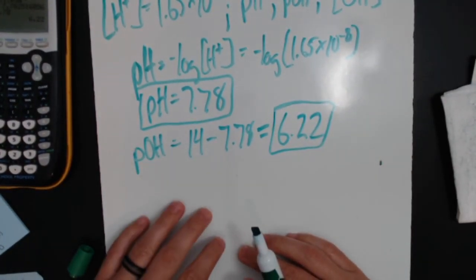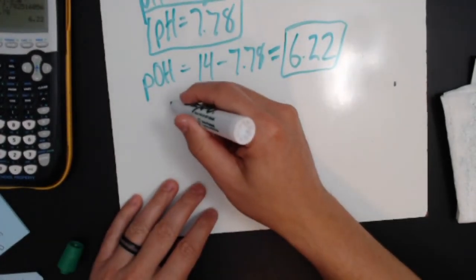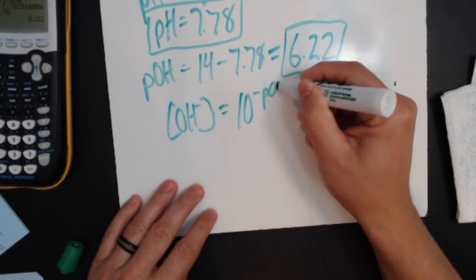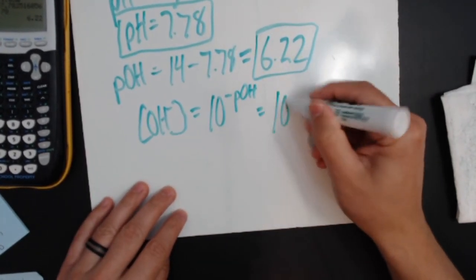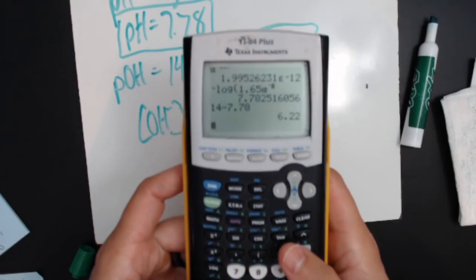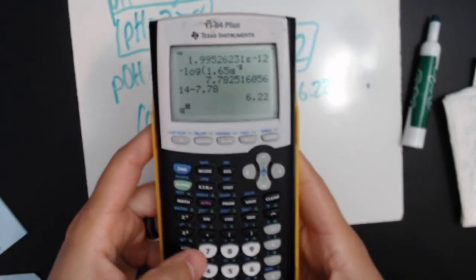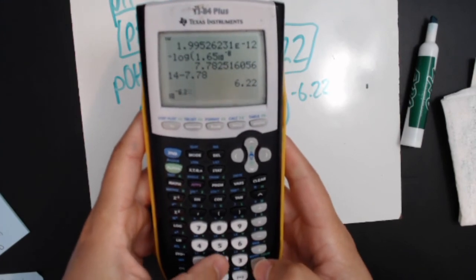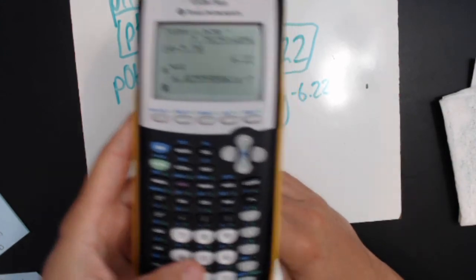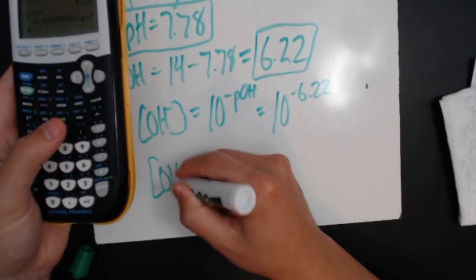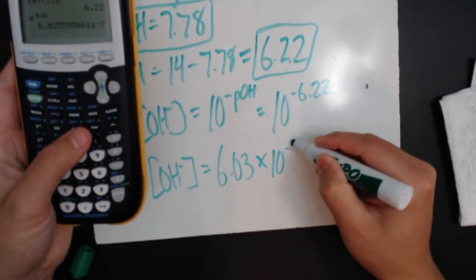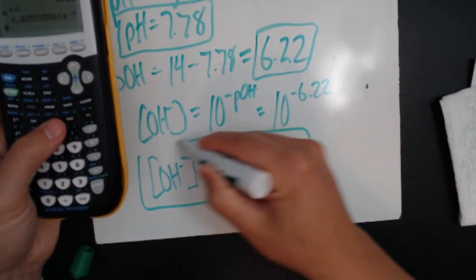Now, once you know your pOH, solving for hydroxide is very simple. Hydroxide concentration is equal to 10 to the negative pOH. So it's equal to 10 to the negative 6.22. So again, just make the calculator do the work for you. Second log 10 to the negative 6.22. Boom. Final answer, 6.03 times 10 to the negative 7th. There's your 3 answers.